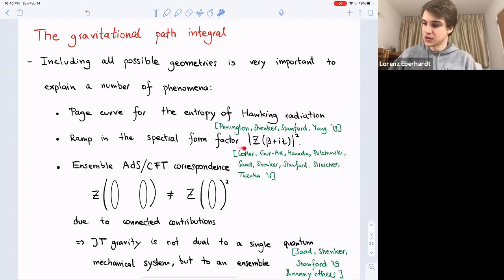And one thing that I will talk about more today is that wormholes lead to this ensemble version of AdS/CFT. So basically, in the slide before, we computed this partition function with two circles, and we saw that it's not the same thing as if we would compute the partition function with one circle boundary and then square it. The difference between the two expressions is exactly these space-time wormholes. And the common conclusion of this is that JT gravity is not dual to a single quantum mechanical system, but rather to an ensemble of quantum mechanical systems.